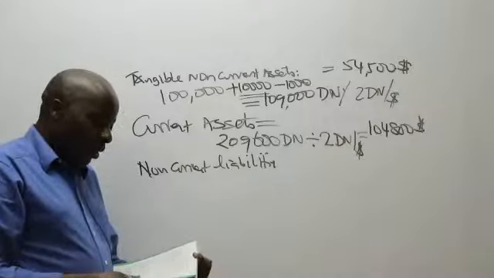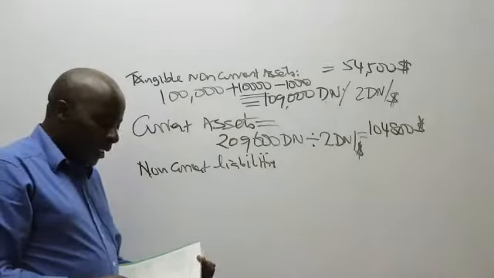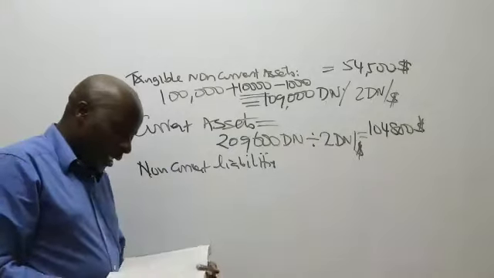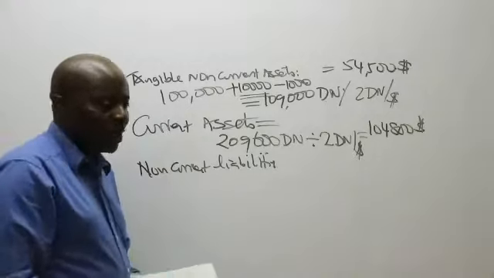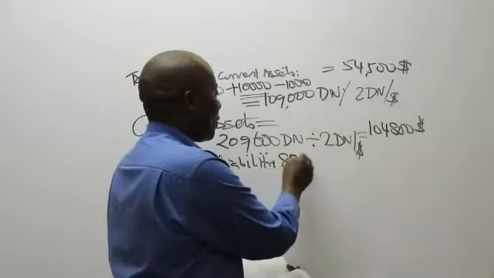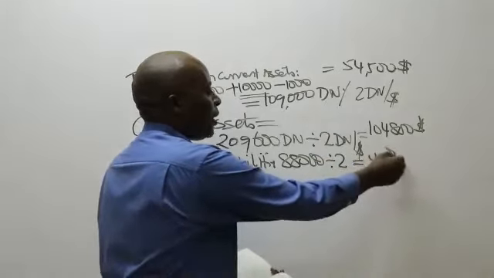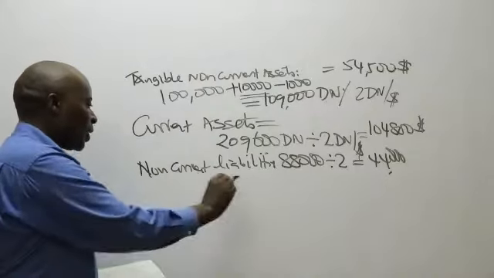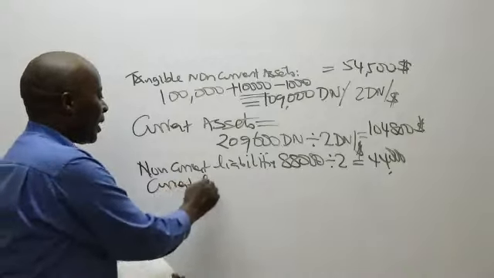Non-current liabilities, what figure are you able to see there? I'm able to see 88,000 for non-current liabilities. If you're keen enough, for Lagos, the foreign subsidiary, I'm able to see 88,000. So I'll take 88,000 divided by 2 again, which will end up giving me 44,000. Thank you very much. After non-current liabilities, the next one will be the current liabilities.